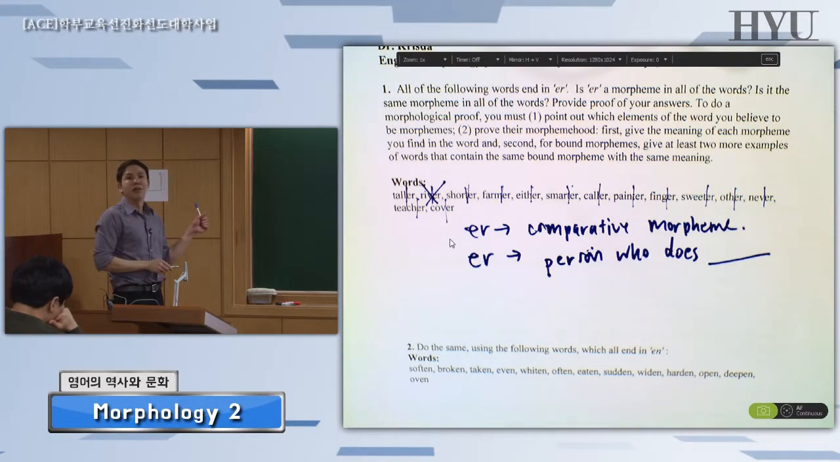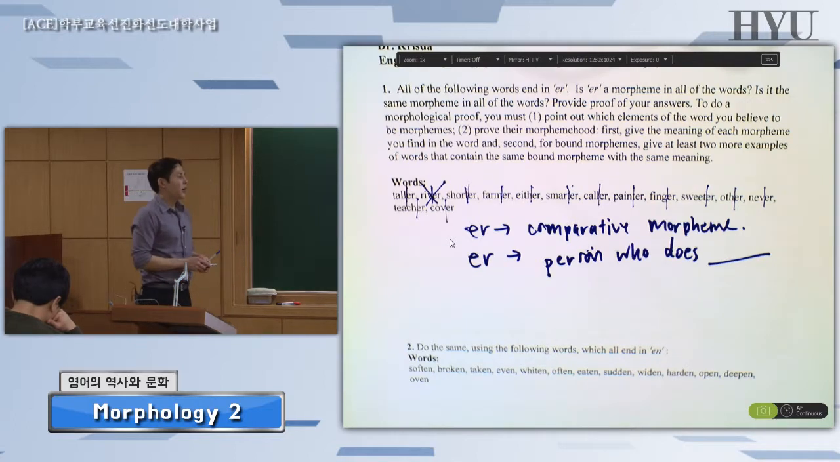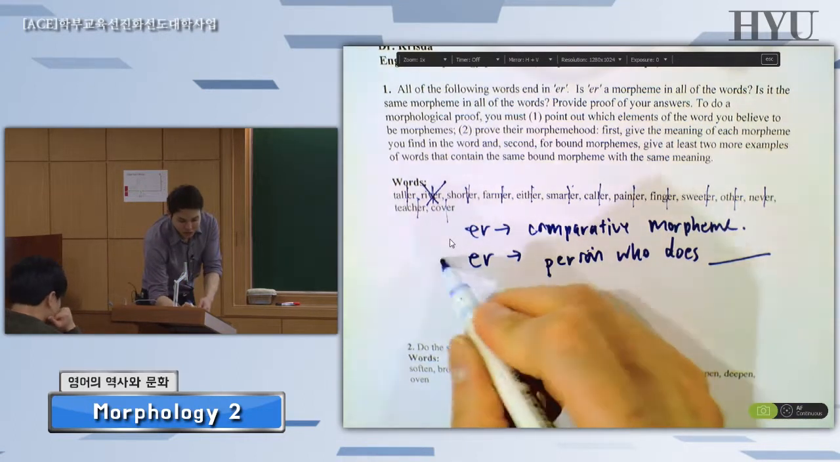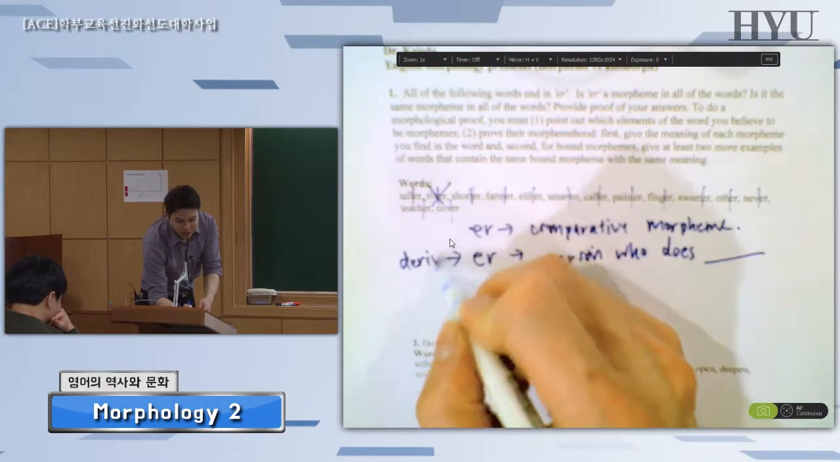So it's a different morpheme, right? Different from that comparative morpheme. So we can talk about 2 different morphemes here, even though they look alike. They don't mean the same thing, and they are different morphemes, okay? And this -er, person who does X, is derivational, right? This one is derivational. This one is inflectional.